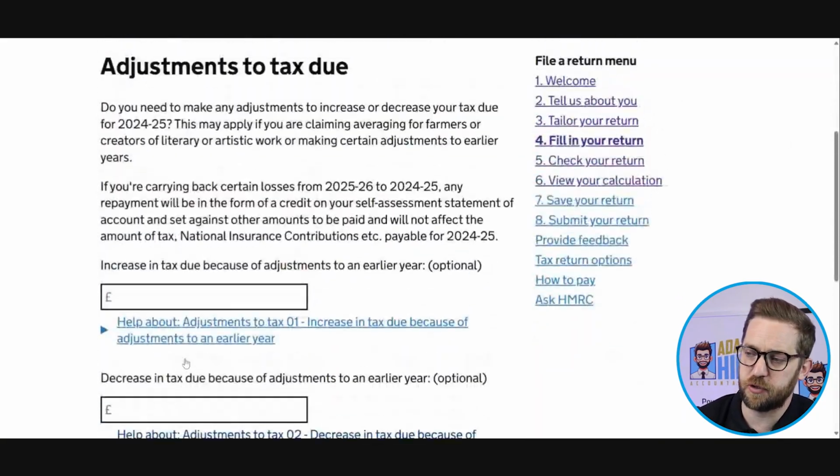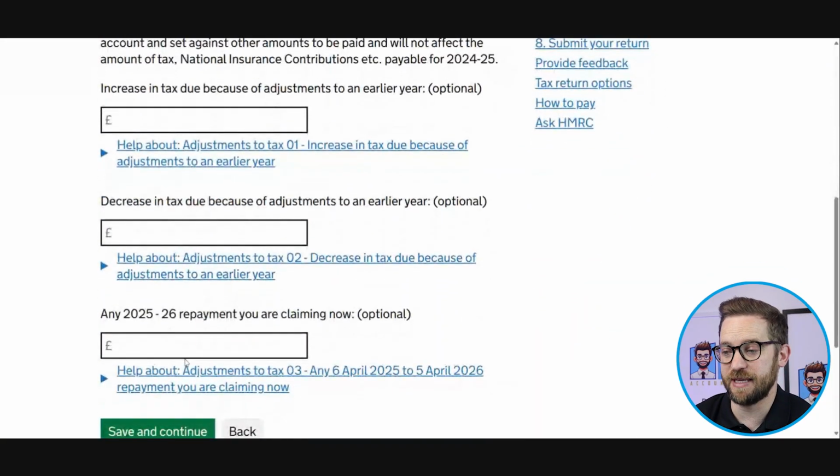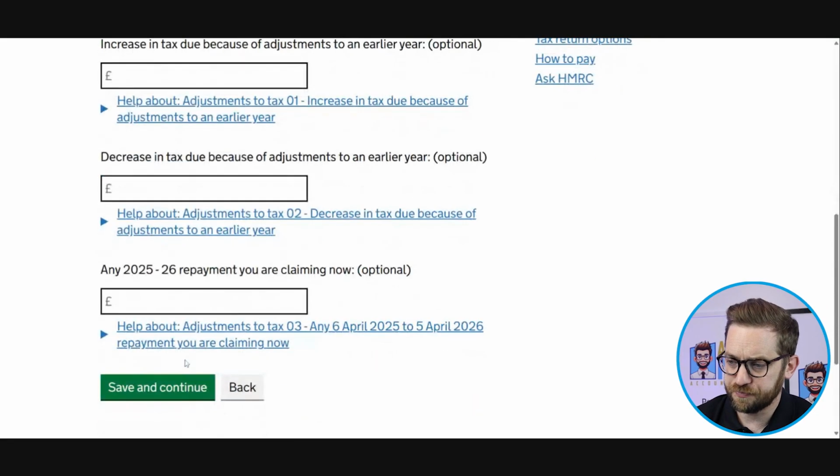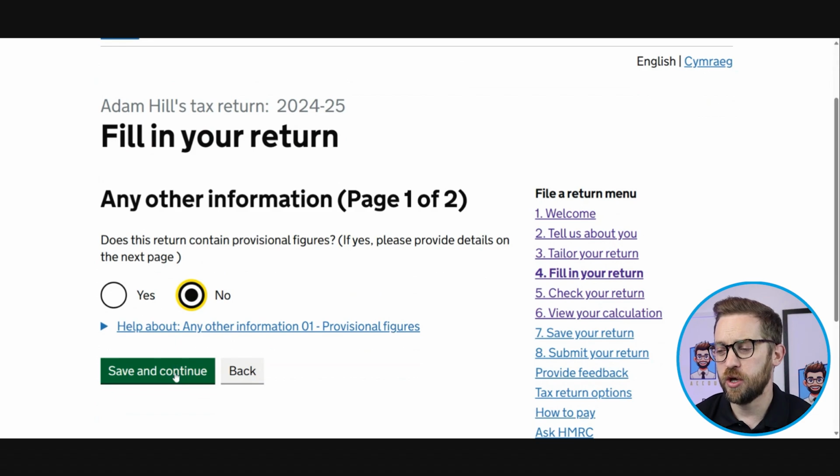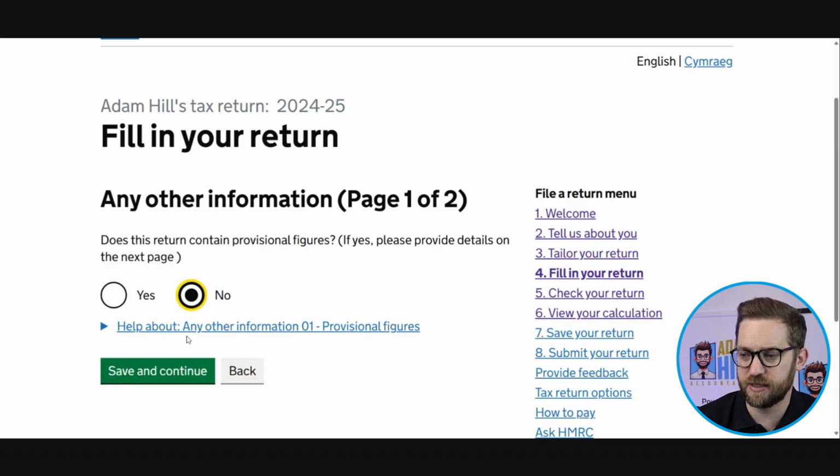And then we've got a few boxes for adjustments. This would be really rare that you're making adjustments at this point. But again, if they don't apply, you can leave them blank. Does your return contain provisional figures? I'll say no. If you get to the end of a tax year, or maybe the tax return is due, so maybe it's January, and for whatever reason you can't pull together your self-employment figures, you are able to provide provisional figures so that you get your return submitted and you don't get a late filing penalty. But you would have to tell HMRC about that here. And by ticking yes, they would then expect you to come back and amend your return. I'm happy that these are final figures, so I'm going to say no.